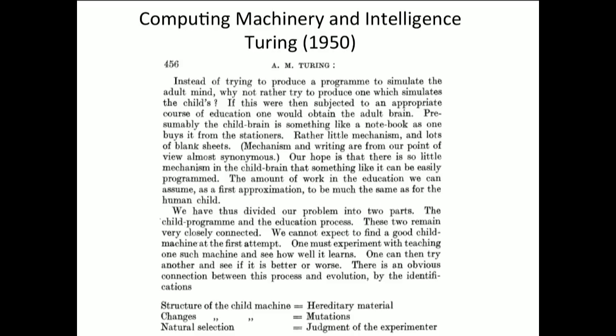And I want to tell you that this idea is, of course, not new. This idea goes back to the great Alan Turing, in a paper he wrote in 1950. This is the famous paper where he proposed the Turing test. People always quote the paper, but they never read it. If they actually read it, in section 6 of the paper you have this quote: instead of trying to produce a program to simulate the adult mind, why not rather try to produce one which simulates the child's? If this were then subjected to an appropriate course of education, one could obtain the adult brain.